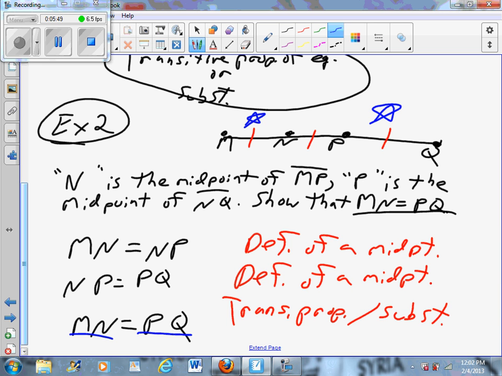Now, how can I do that? Transitive property of equality, or you could also say substitution. Because we see that MN is equal to NP, right? Then we come down here, we find NP is equal to PQ, so we're just going to substitute for NP down here, we're going to substitute MN. That's good. Okay? Now, let's go ahead and keep on going here, all right?